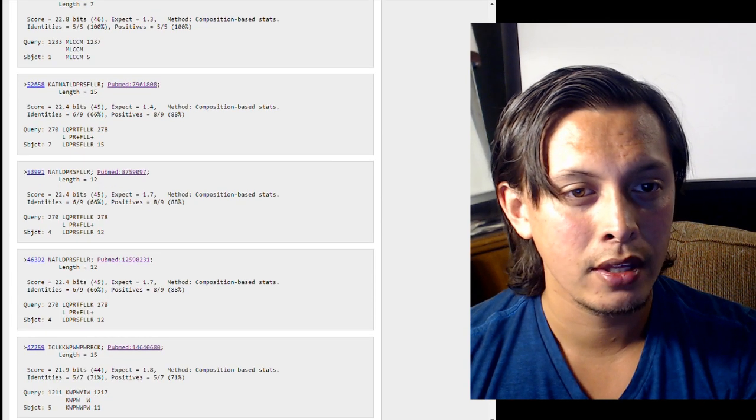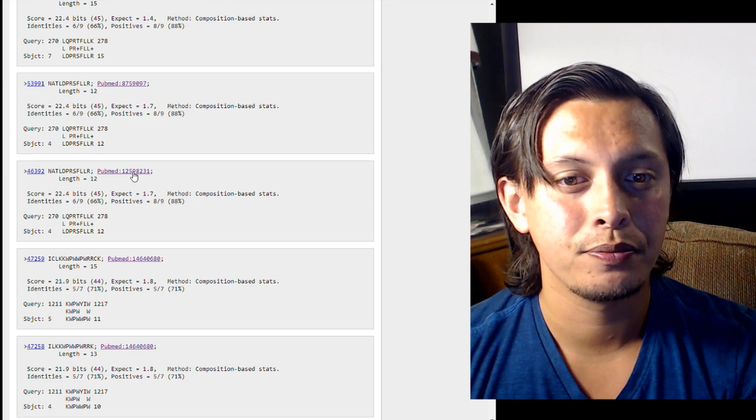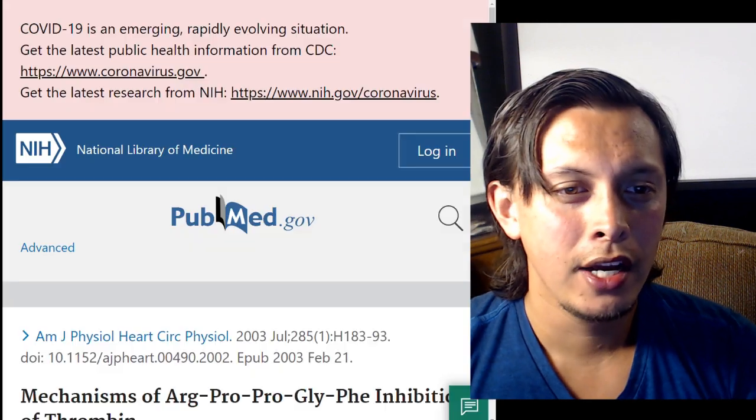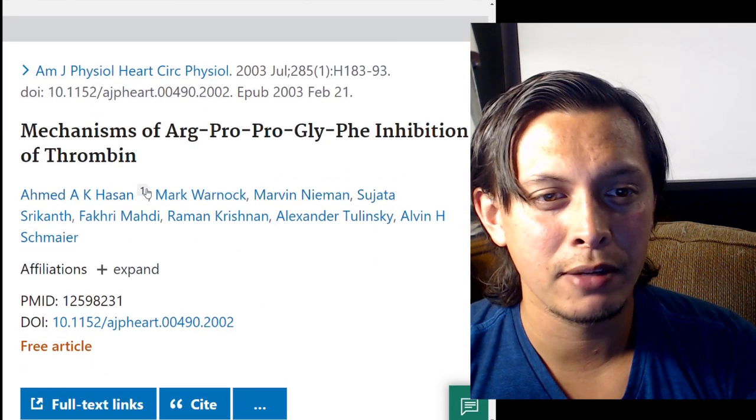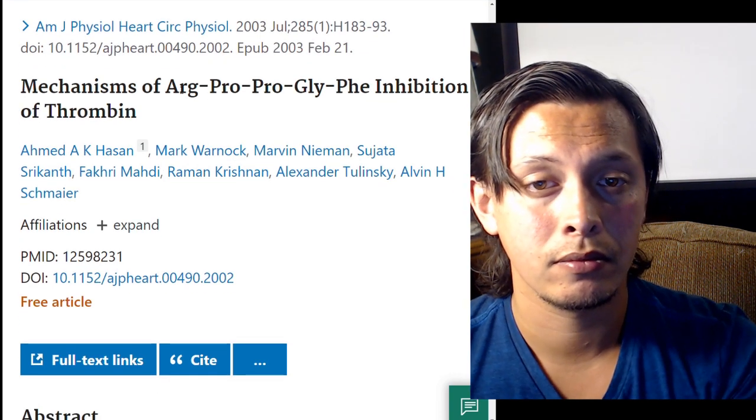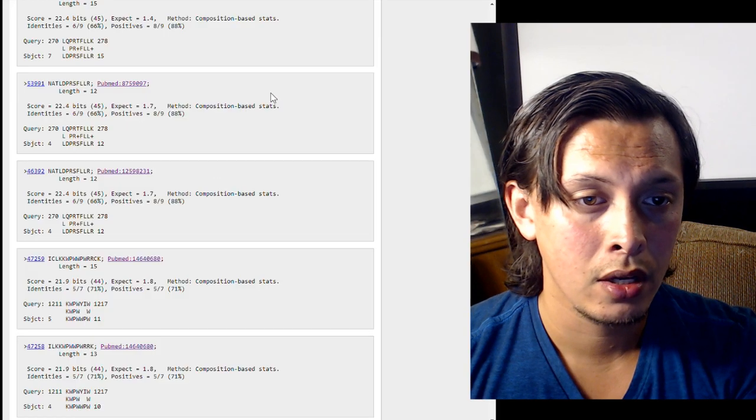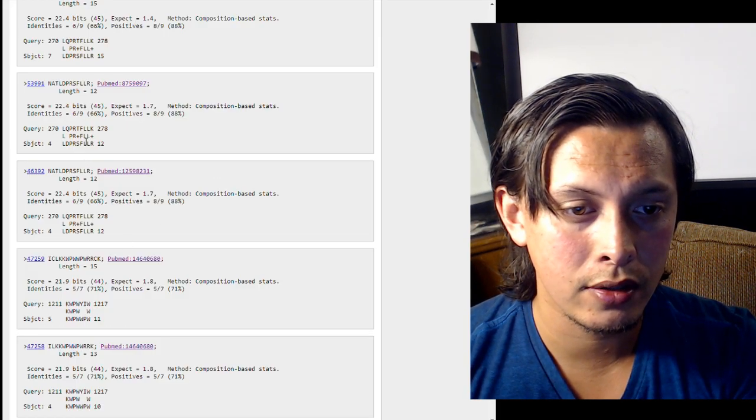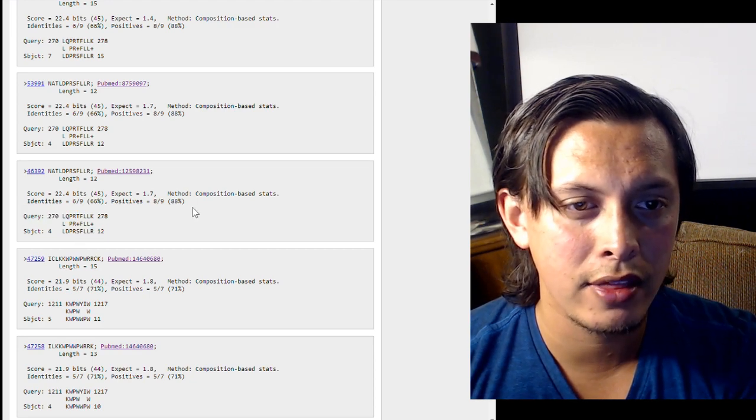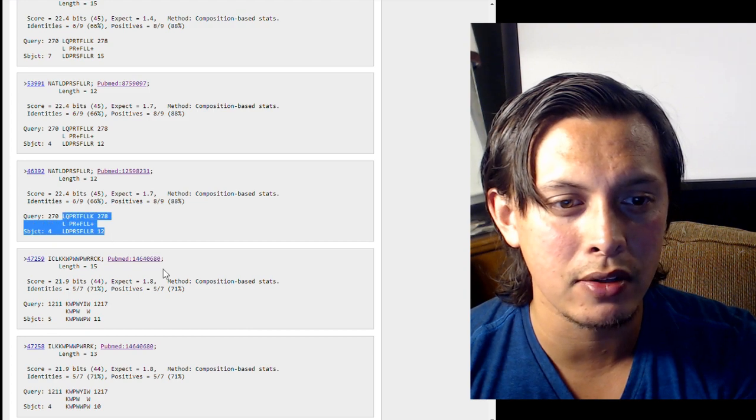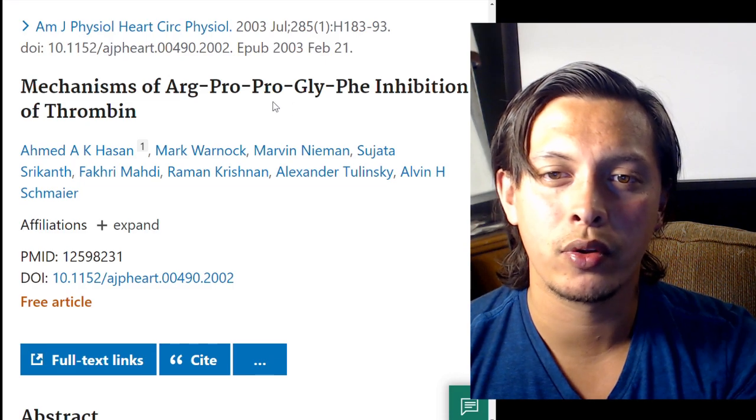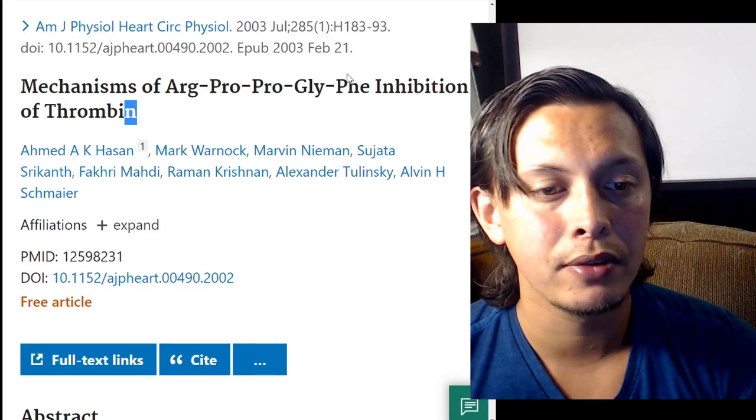Continuing down, let's go here. So mechanisms of arginine-proline-glycine-phenylalanine inhibition of thrombin. So this is another thing. So why is it talking about that amino acid sequence when this is the amino acid sequence in question? Mechanisms of arginine, proline, glycine, phenylalanine inhibition of thrombin. So let's go through.